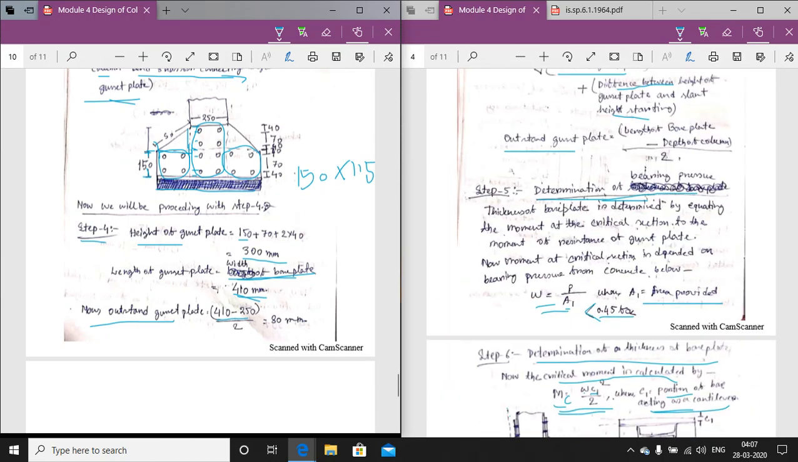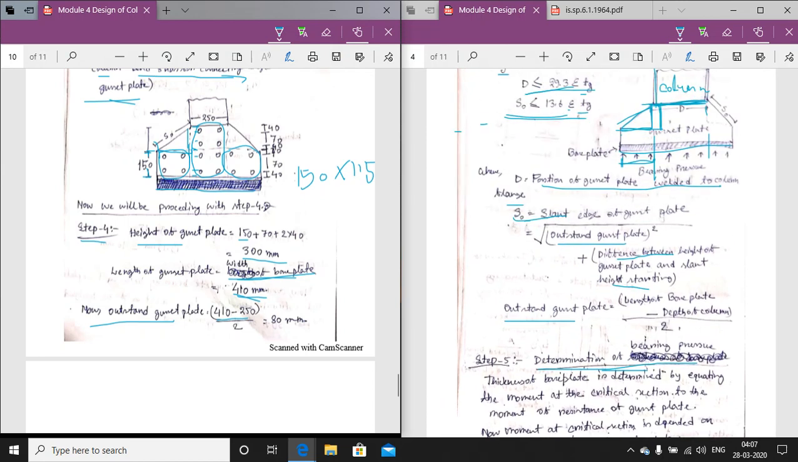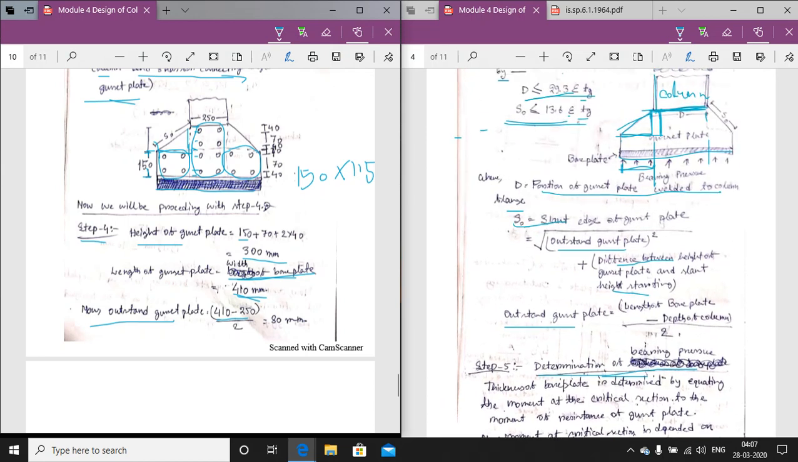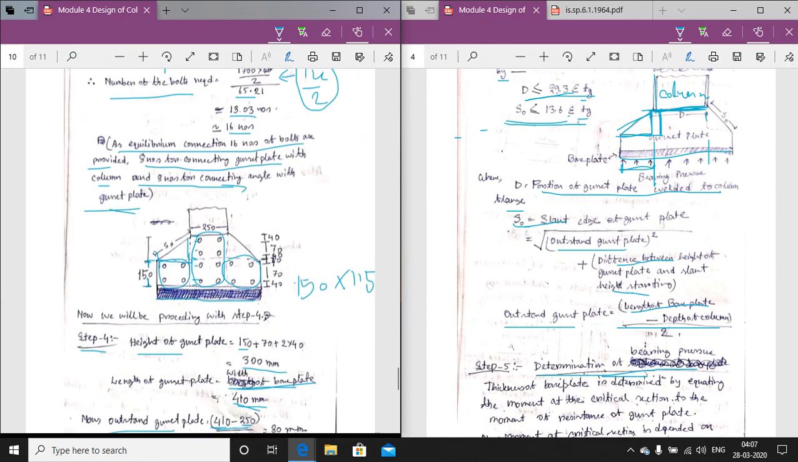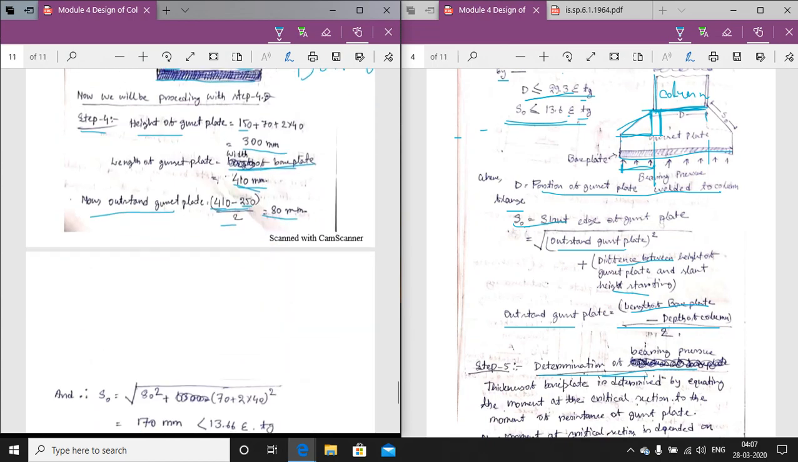So now coming to step number 4. The outstand of the gusset plate is equal to the length of the base plate minus the depth of the column, divided by 2. So the outstand of the gusset plate is equal to 410 minus 250, where 250 is the depth of the column, divided by 2, that is equal to 80 mm. Now S0 is that value, 80 mm, which we have calculated.